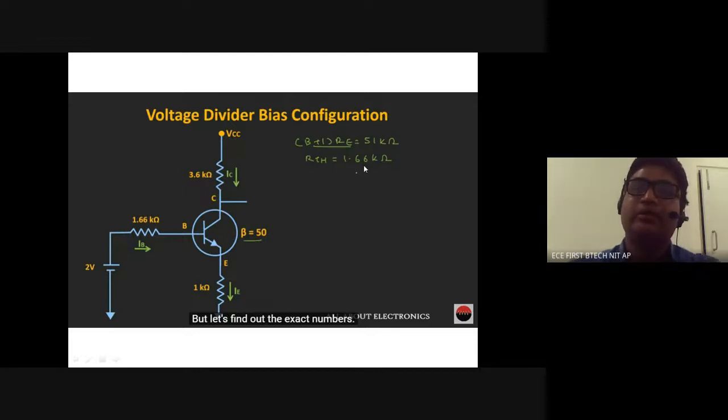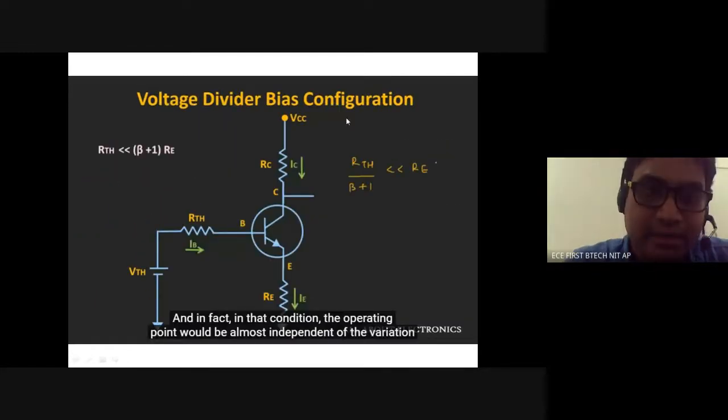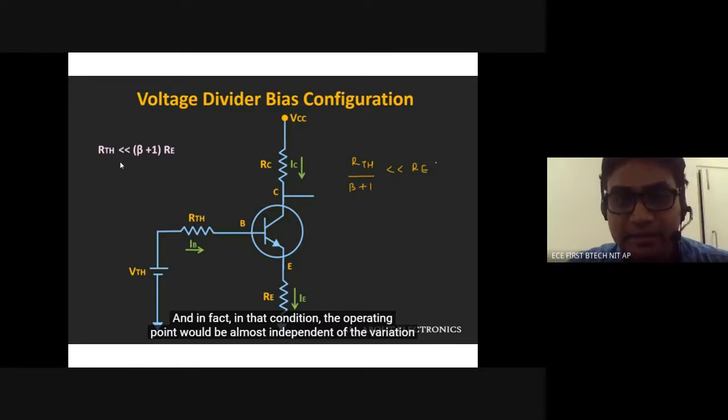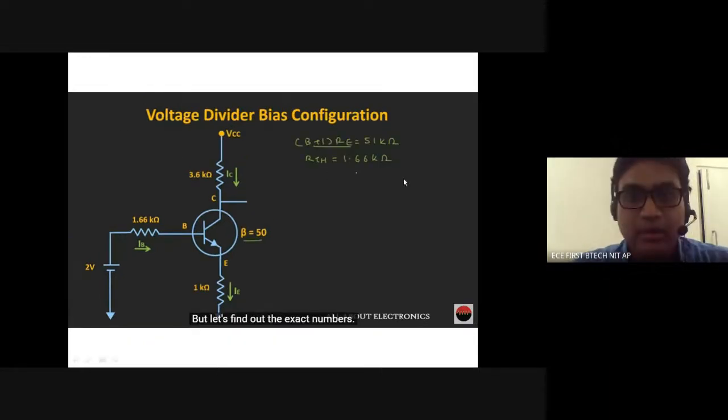So if you can see here, compared to RTH, this (beta plus 1) RE is greater. It is 1.66 kilo ohm and this is 51 kilo ohm. This condition is satisfied: our Thevenin resistance RTH should be very much less than (beta plus 1) RE. So whether it is satisfied in this circuit, yes, it is satisfied by this given expression. Compared to 51 kilo ohm, 1.66 kilo ohm is very, very less.